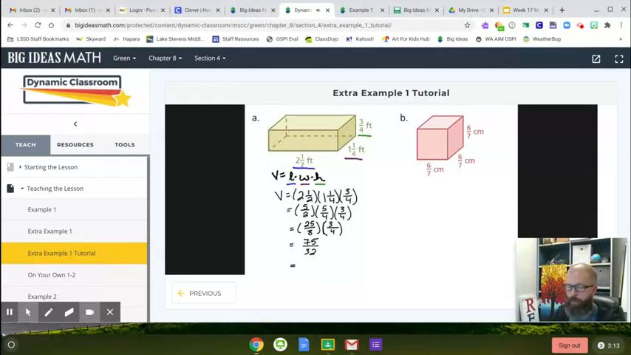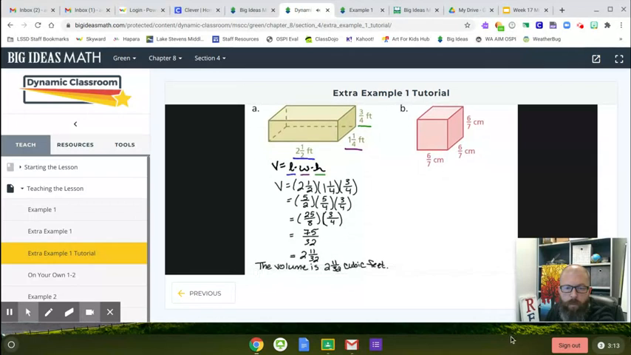Part B. Again, the volume of a rectangular prism is length times width times height. Here the length is 6/7 centimeter, the width is 6/7 centimeter, and the height is 6/7 centimeter. So the volume equals 6/7 times 6/7 times 6/7.